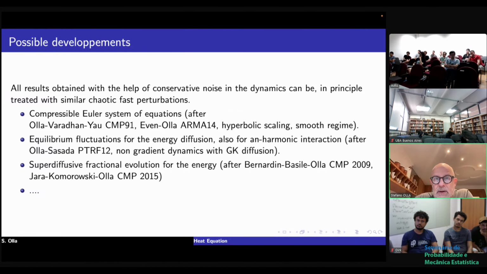And then the heat equation is not valid anymore. You have to look at the shorter time scale, and you get the fractional heat equation. I think this fractional heat equation could also be obtained using these conservative chaotic maps, and so on.